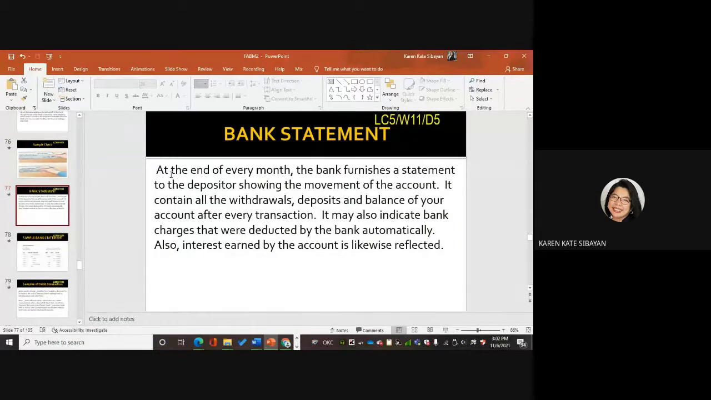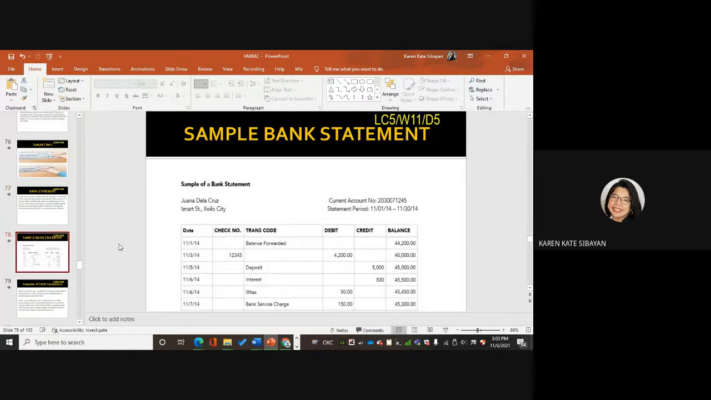So, at the end of every month, the bank furnishes a statement to the depositor showing the movement of the transaction of the account. It contains all the withdrawals, deposits, and balance of your account after every transaction. It may also indicate bank charges that were deducted by the bank automatically. Also, interest earned by the account is likewise reflected. So, diniscuss ko na to.